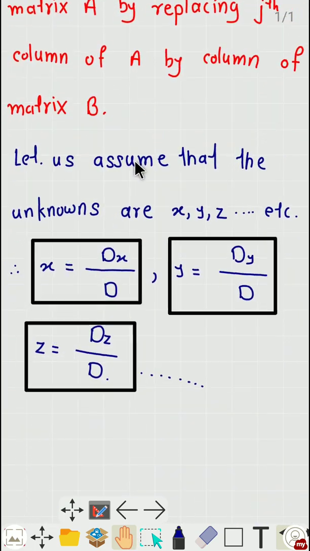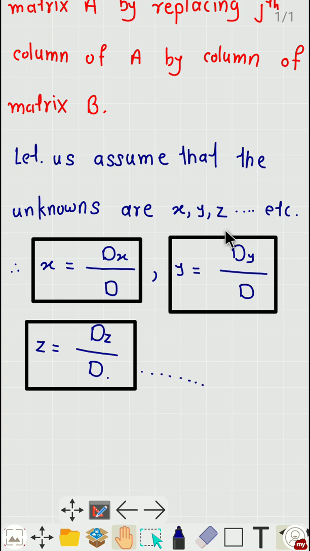Now let us assume that the unknowns are x, y, z, and so on. Then we write x is equal to dx upon d, y is equal to dy upon d, and z is equal to dz upon d, where d is the determinant of A, and dx is the determinant of matrix Ax, where matrix Ax is obtained from matrix A by replacing the coefficients of x by the right hand side constants matrix.